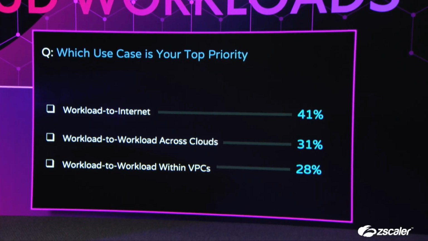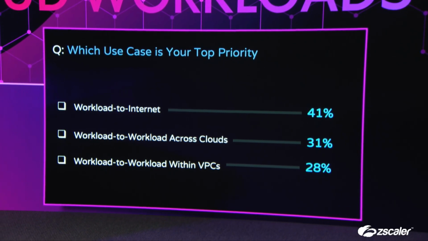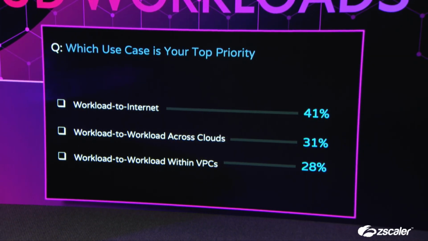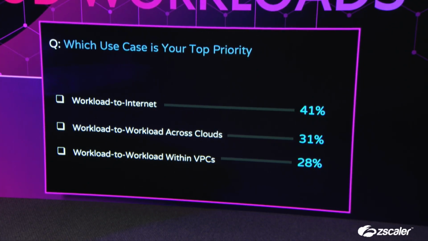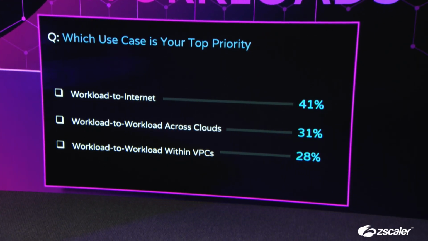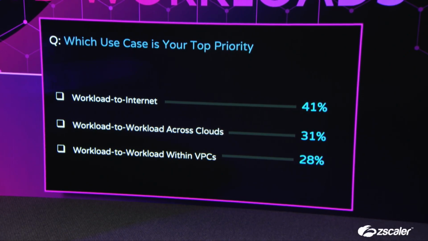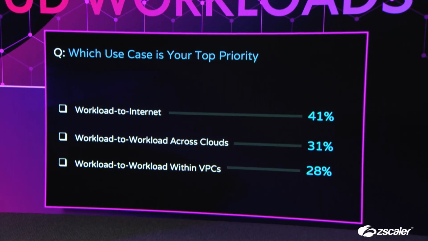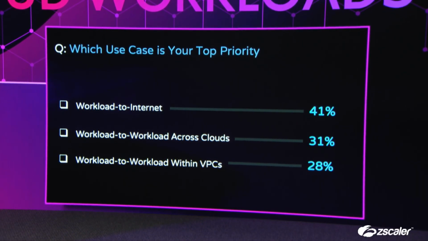Perfect. Now, Amit, during your session, you asked a polling question, and we have the results of that poll. So let's go ahead and pull up the results and review what our audience has said. As a reminder, we asked you the question, which use case is your top priority in this area? And so, Amit, you can see here 41% identified workload to internet, 31% workload to workload across clouds, and then 28% workload to workload within VPCs. So let me ask you, the 41% here, this is obviously the top use case. Does this gel with what you're seeing?